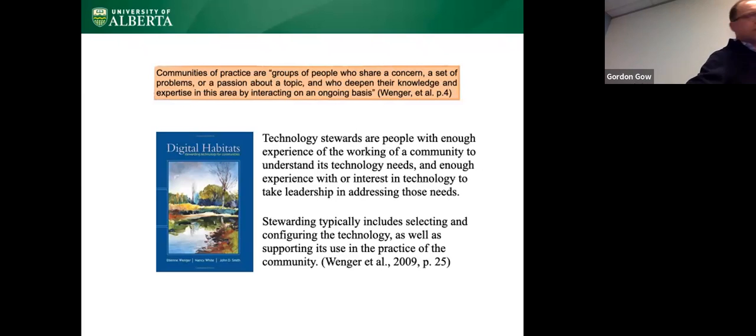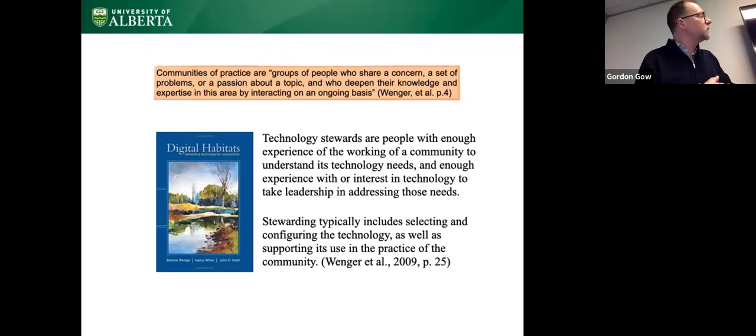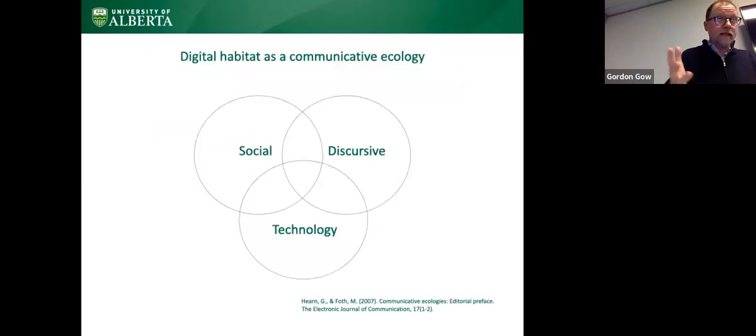So digital habitats, very briefly, that's because it's in the title of my talk and it's an important concept. What is a digital habitat? So in community of practice, when we talk about a digital habitat, it's the portion of a community's practices, routines, the community's life that's enabled by a configuration of technologies. That's the way Wenger, White, and Smith talk about it.